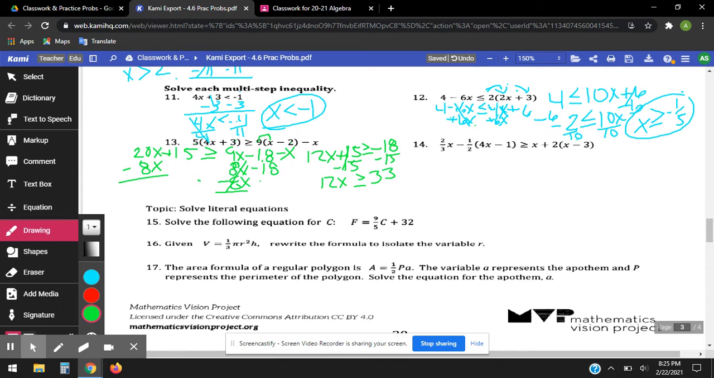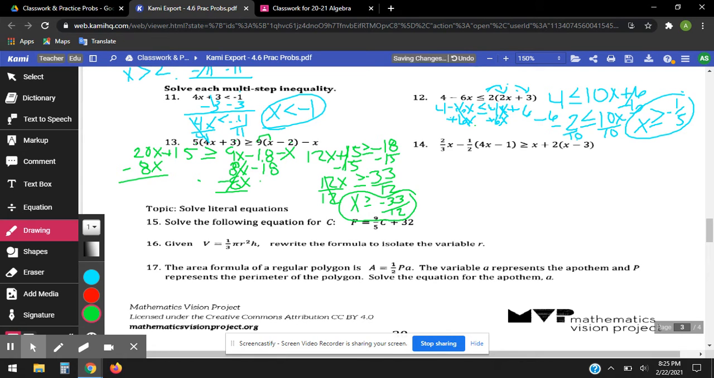Those cancel. 12x is greater than or equal to negative 33, isn't it? Okay. Now I'm going to divide by 12 to get my x by itself. And so x is greater than or equal to, I'm just going to leave it as this fraction, 33 over 12.